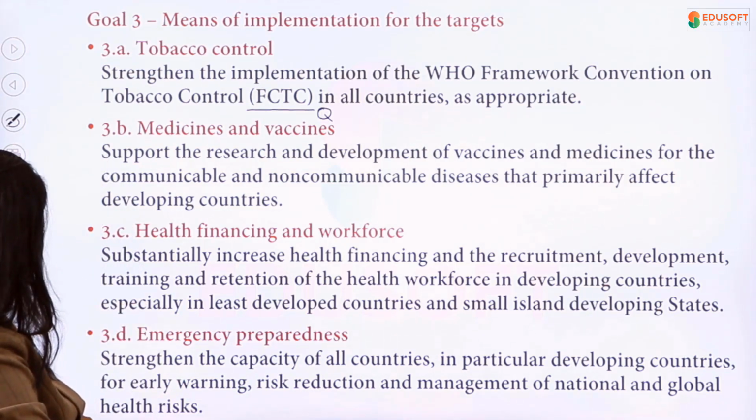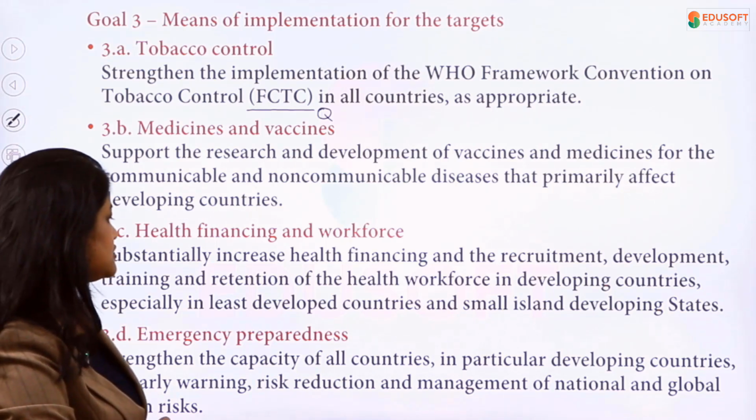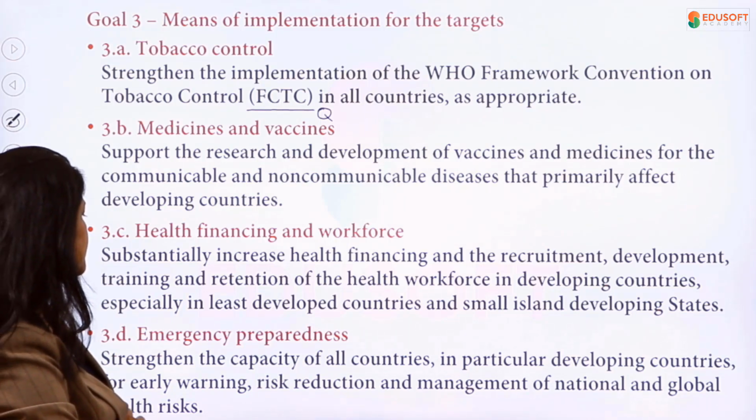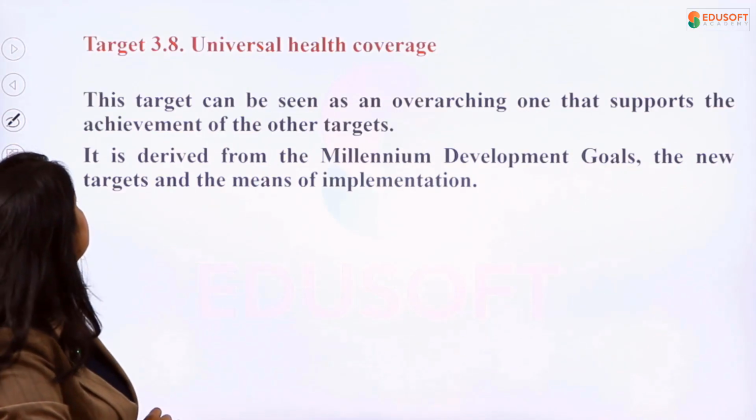Another is 3.D, emergency preparedness. It says strengthen the capacity of all countries, in particular developing countries, for early warning, risk reduction, and management of national and global health risk.